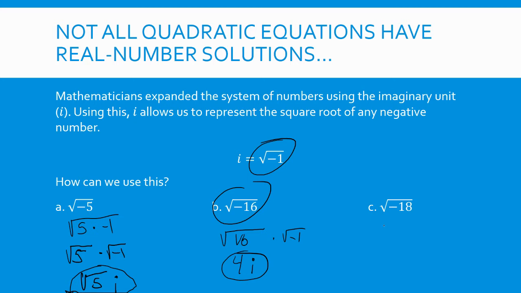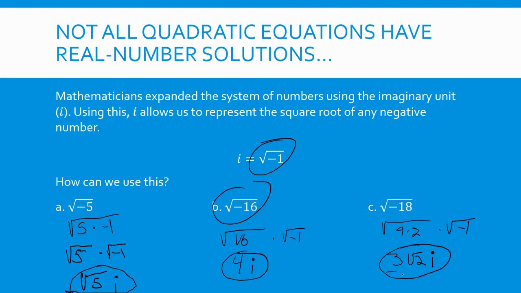Last one, the square root of negative 18. Break it off into its two parts: square root of 18 times square root of negative 1. The square root of negative 1, once again, is i. The square root of 18, we could break down into 9 times 2. The reason I did that is because 9 is a perfect square, which means I'm going to rewrite the square root of 9 times 2 as 3 root 2 times i.